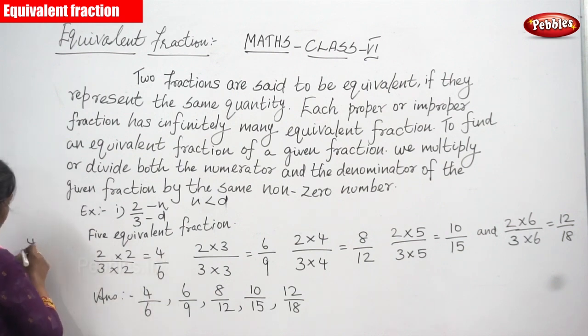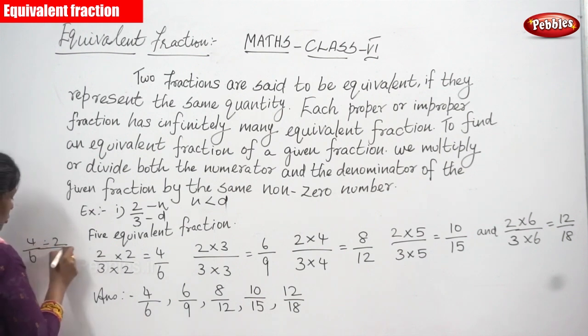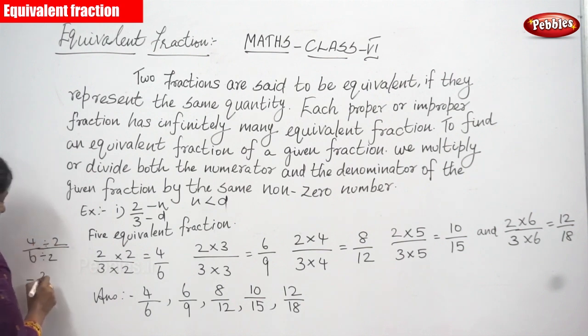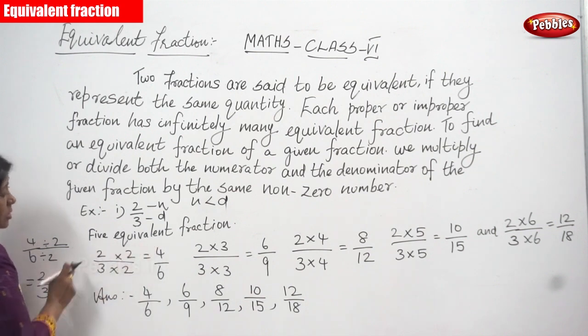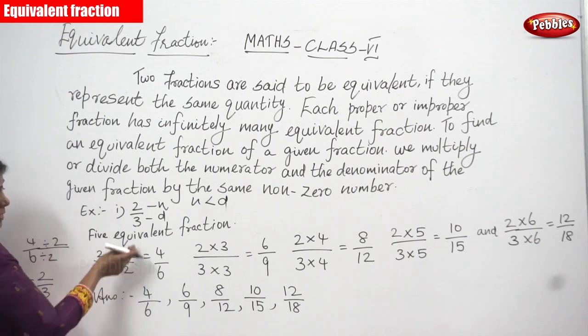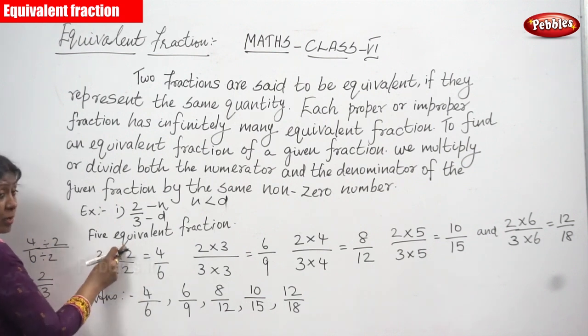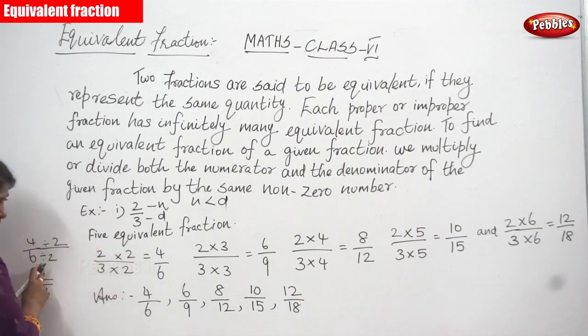Look at this number 4 by 6. If you divide by 2, you get the same number. 4 divided by 2 is 2, and 6 divided by 2 is 3. So 2 by 3 and 4 by 6 are both equivalent fractions. You have taken the same number 2, and you can use it for multiplication as well as for division. You can choose any one method, or use both methods, it is not an issue. So I am using multiplication as well as division.